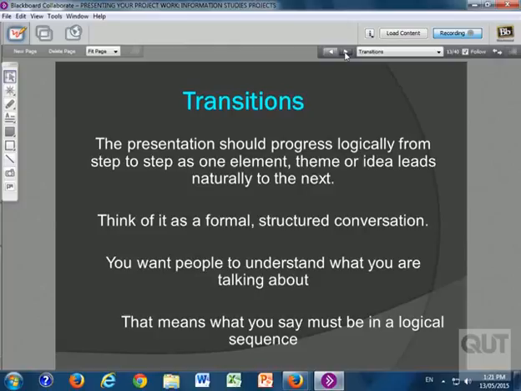And if you think about your presentation as a formal, structured conversation, because there is an audience, you want people to understand what you're talking about, and that means you need to say things in a logical sequence. If you were providing people with information in a general conversation, you would provide them with the background. Have you heard about such and such? Oh, you haven't? Well, this is what it is. Now I'm going to tell you why it's really important to me. That's what you do without really thinking in a conversation.